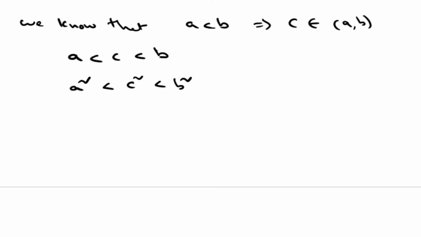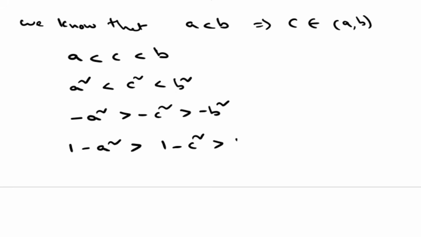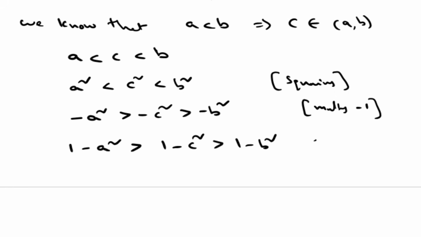Now multiply with minus 1, or changing the signs: minus a square greater than minus c square greater than minus b square. Now adding 1 to this, 1 minus a square greater than 1 minus c square greater than 1 minus b square. First of all here we are squaring, here we are multiplying with minus 1, here adding 1.